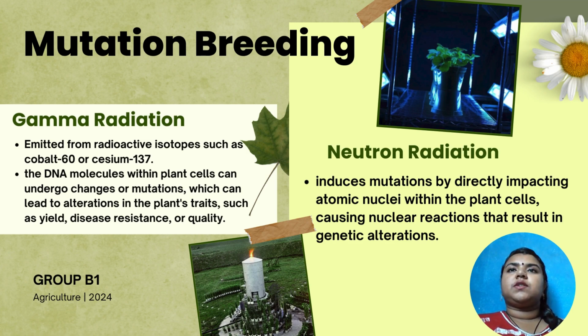The DNA molecules within plant cells can undergo changes or mutation, which can lead to alteration in plant traits. The next one would be neutron radiation, which can induce mutation by directly impacting atomic nuclei within plant cells. However, neutron radiation sources are less common and may require specialized facilities, making them less used in the agriculture field.